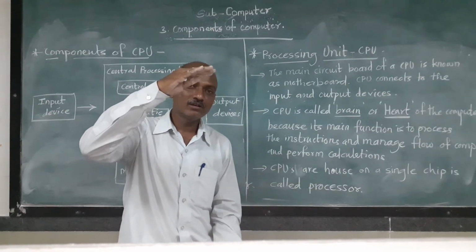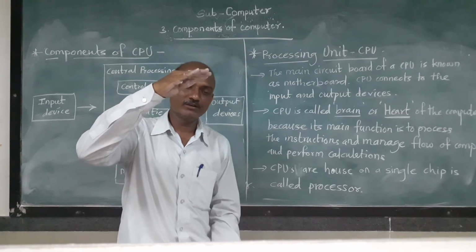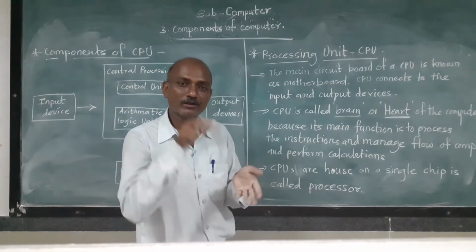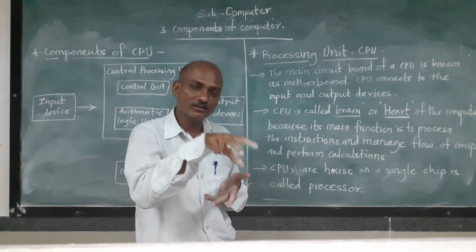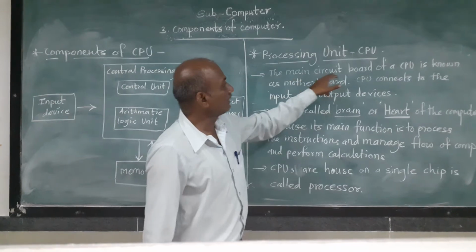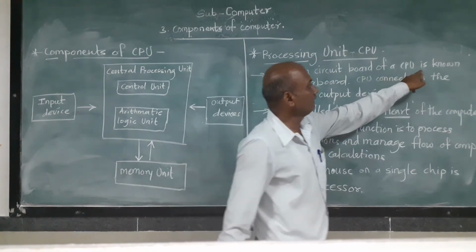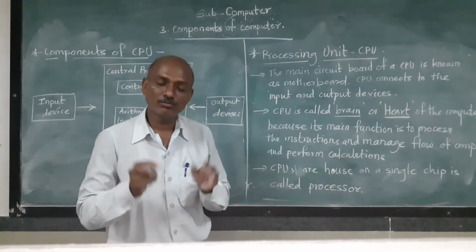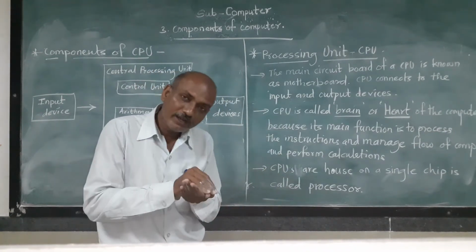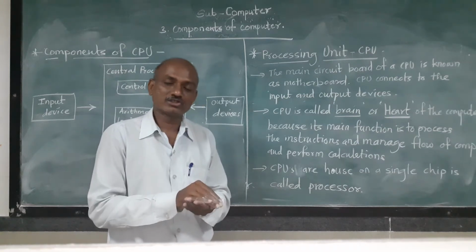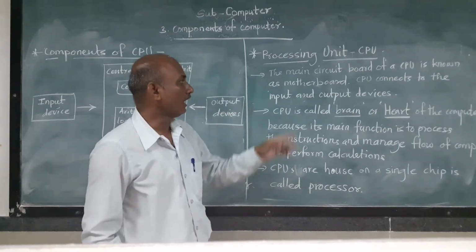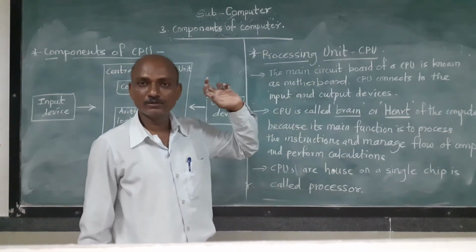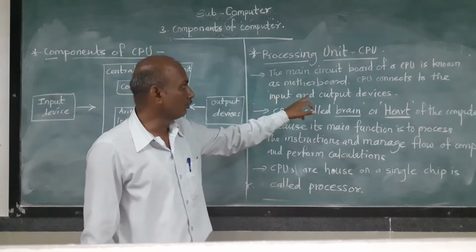CPU, the box, you know, the central processing unit. That CPU box contains the main circuit board, mounted or housed inside the CPU. The main circuit board of a CPU is known as the motherboard. A small green board is housed inside the CPU, and that board is called the motherboard, the main circuit board.